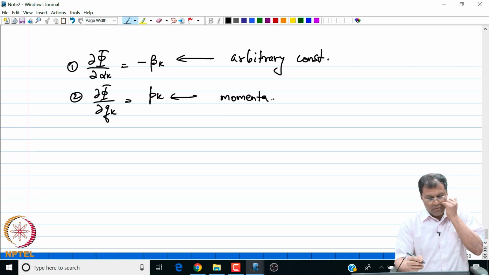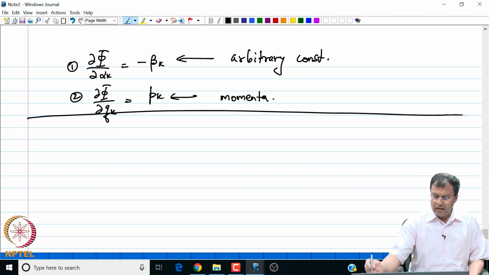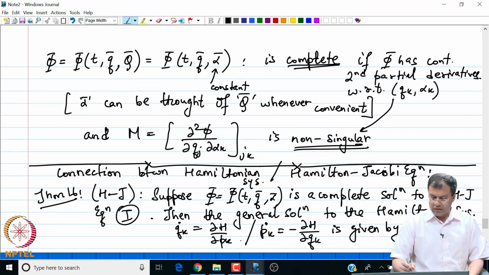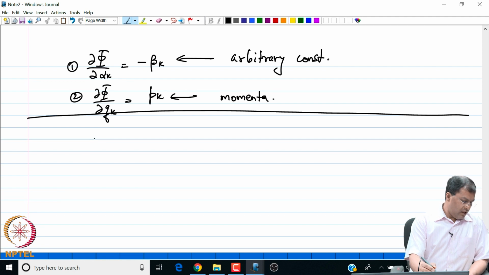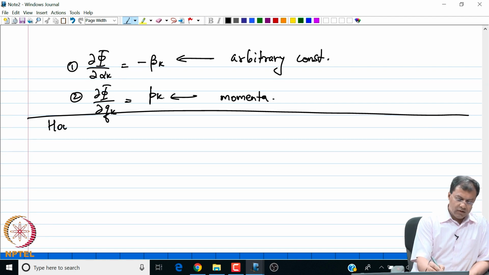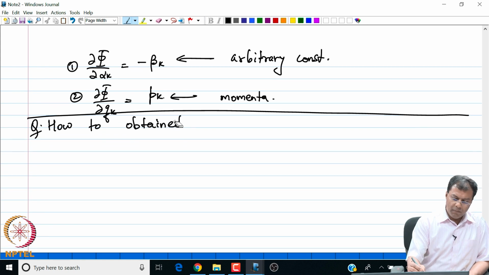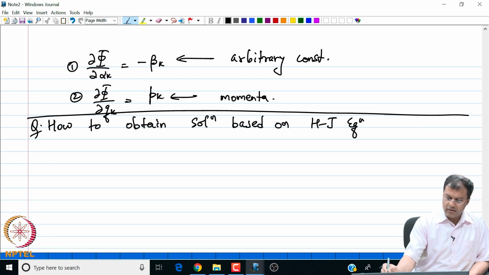Okay. So what this theorem says, and I have stated this theorem without proof, is that once we have solved the Hamilton-Jacobi equation and found the generating function, then we can directly find the extremal solution q via these two relations, 1 and 2, from the generating function. So the question that we have to ask is how to obtain a solution based on the Hamilton-Jacobi equation. This is the gist of this theorem.